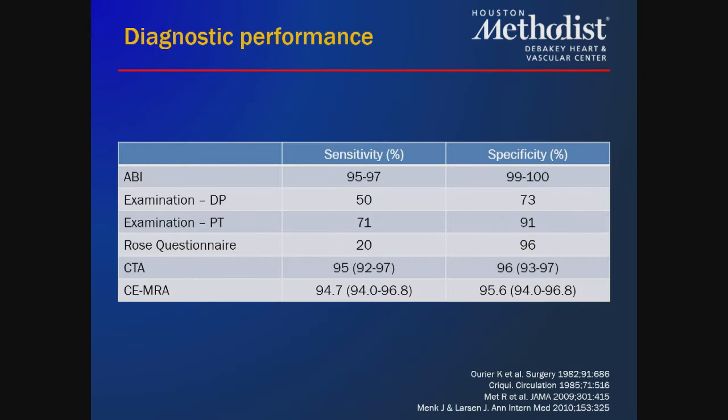In terms of its diagnostic performance, CTA and MRI are actually very, very good in terms of detecting PAD. As you can see, it's upwards of 95+%, and this is comparable to ABI in detecting PAD.